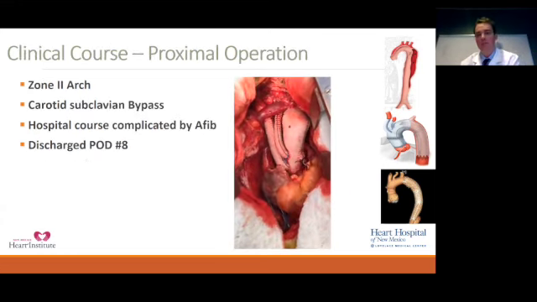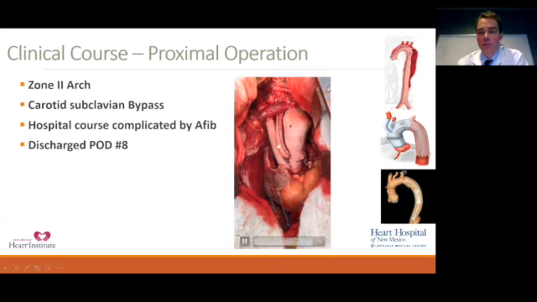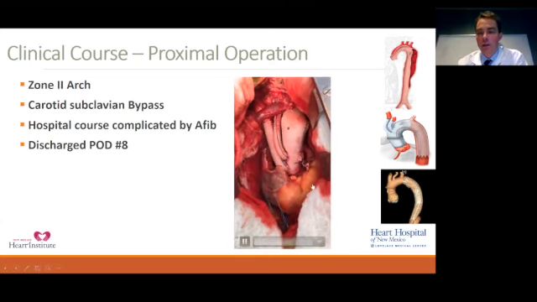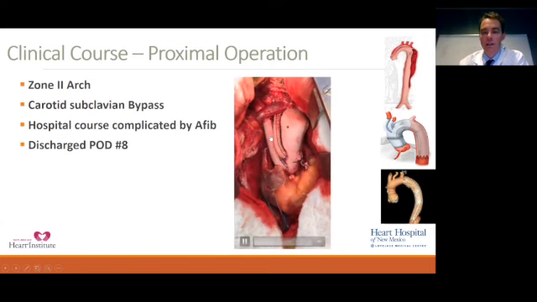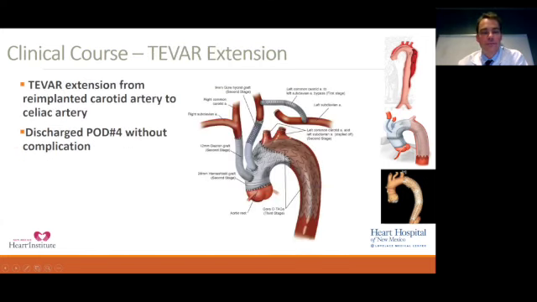So this is the end of the zone 2 piece here, and you can see the head branches coming off there, and then we can park a stent. We've got all this territory to park a stent in when we need to. So we brought him back for the TEVAR extension and did a stent essentially from this reimplanted carotid artery down to his celiac artery, which is the first artery off the aorta in the abdomen. He went home without complications on day 4.